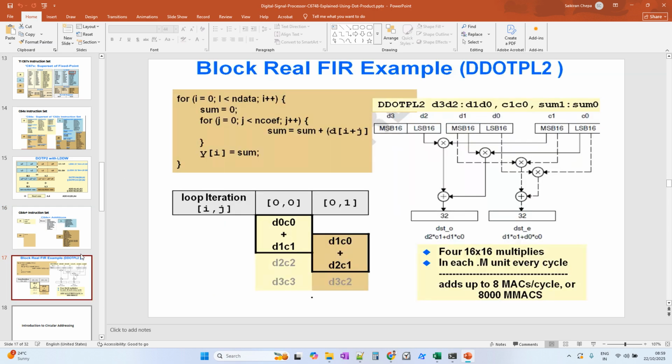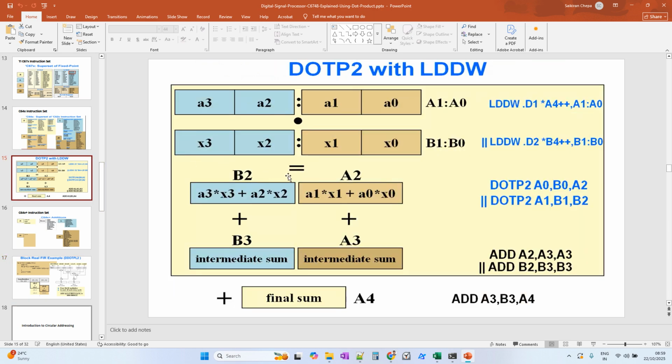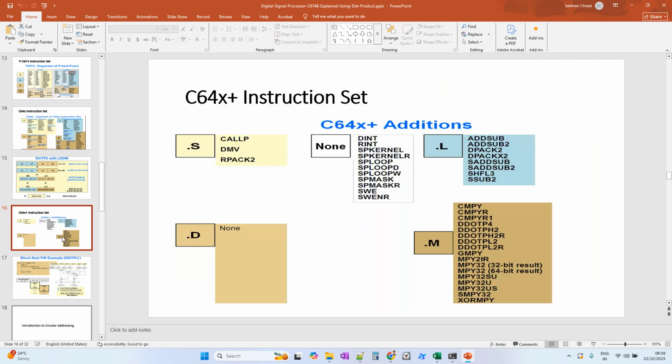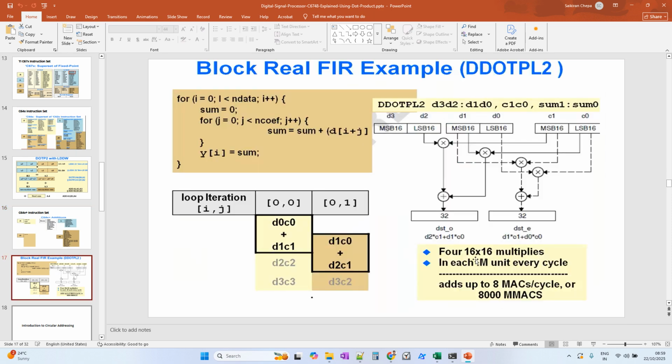So that's the idea. As new architectures have come, they have increased the number of multiplications that we can do. In the case of C6x, the dot product was there, which could do 4 multiplications in one cycle. Now C6x plus has come, which can do 8 16 cross 16 multiplications in one cycle. That's the idea.